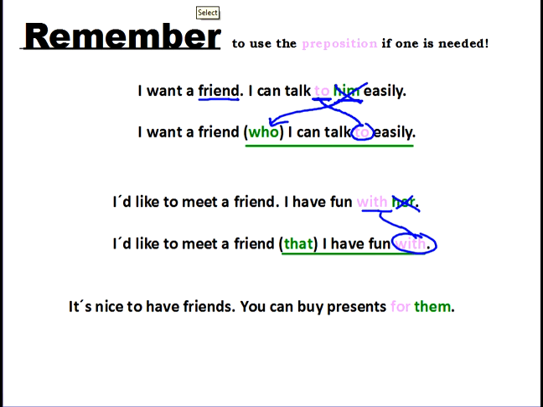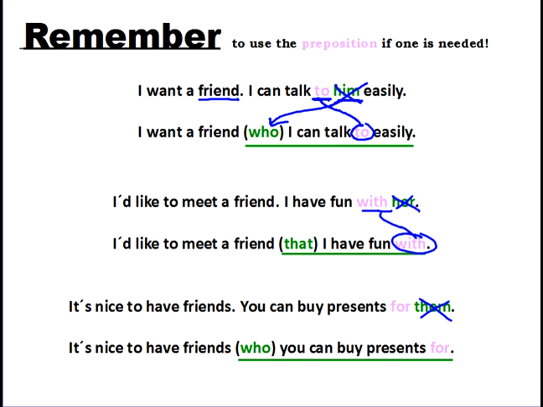Here is our last example. It's nice to have friends. You can buy presents for them. Again, I'm going to take away this as the object, and I'm going to read it like this: It's nice to have friends who you can buy presents for. Again, this "for" needs to be used again, okay? Now, it might sound a little bit weird, but this is completely normal to do in English, okay? If you don't use the preposition, it actually does sound incorrect.